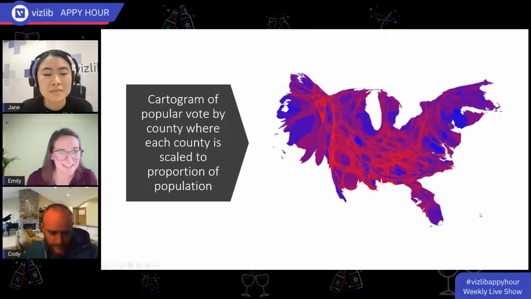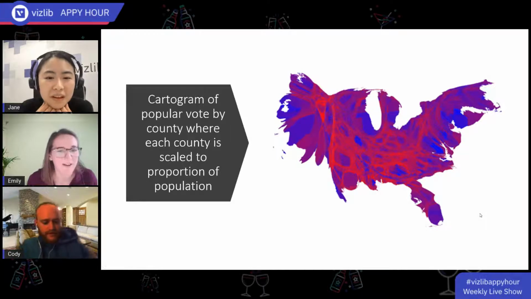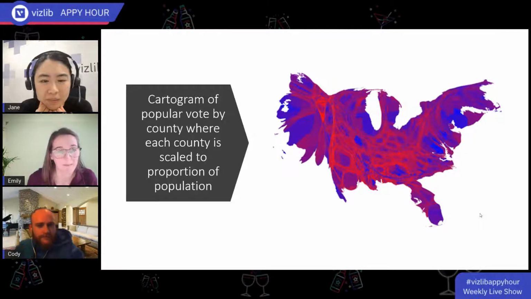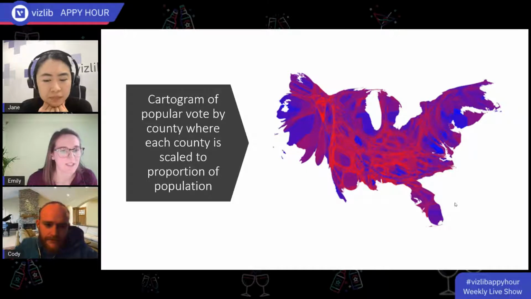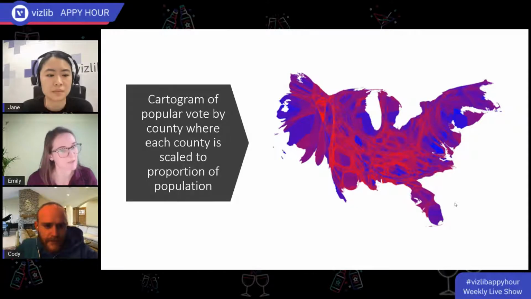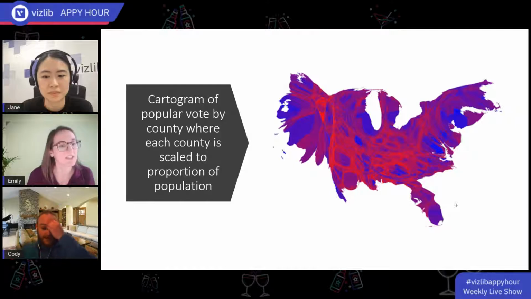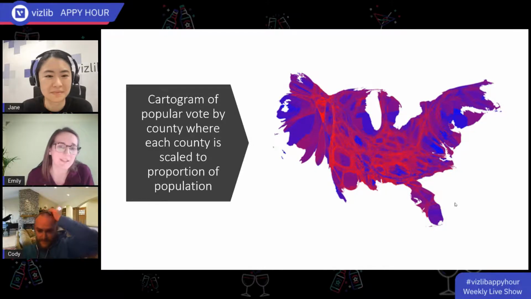So this is called a cartogram. It's a distorted map. It's looking at the popular votes again by county, and each county is scaled in proportion to its population. So now we're doing a little bit of that normalization where we bring in some additional information that might help us to see potentially which candidate won in relation to the population.